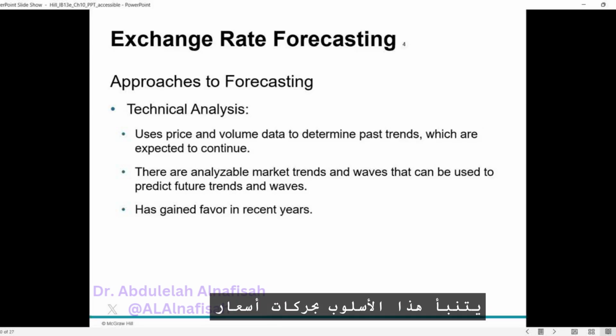Technical analysis. This method forecasts exchange rate movements by analyzing past price and volume trends, assuming these trends will continue in the future. Unlike fundamental analysis, it does not consider economic fundamentals, instead relying on the idea that market trends and patterns are predictable based on historical data. Although technical analysis lacks a theoretical foundation, which leads many economists to view it skeptically, comparing it to fortune-telling, it has nonetheless gained popularity in recent years.